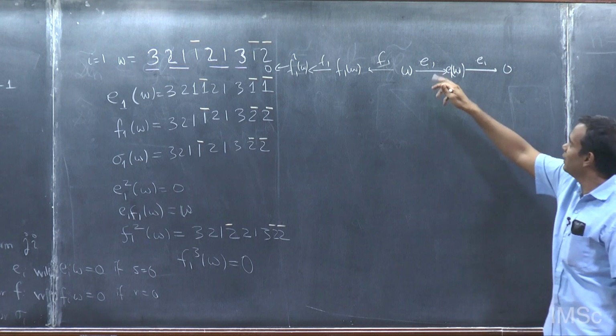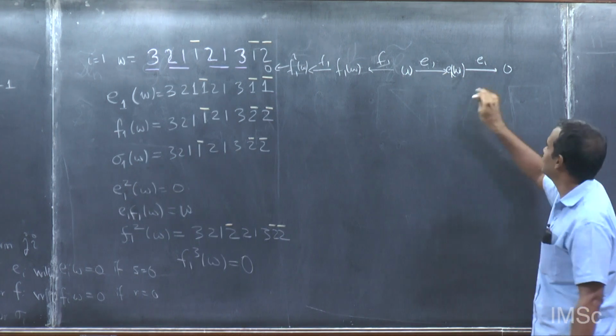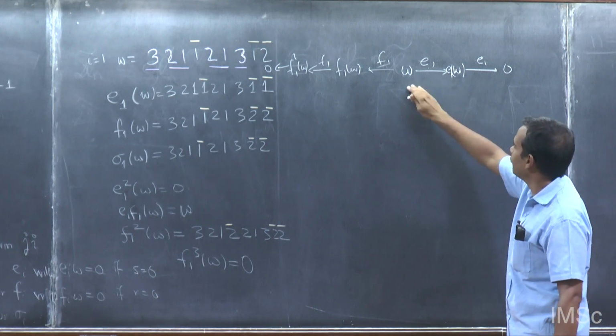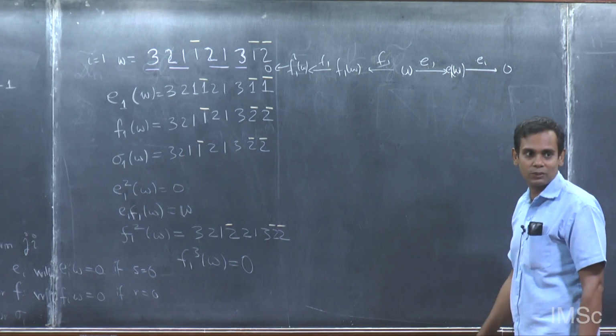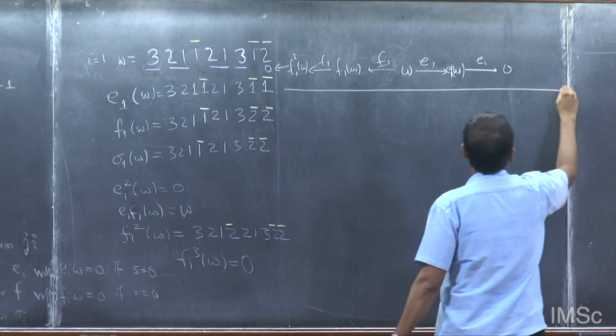Yeah, but I have labeled this by E1. Yeah, so we can also label it by F1, and if we start from here, then we could just say this thing F1, F1 squared, F1 cubed, and so on. So let's just make some observations.